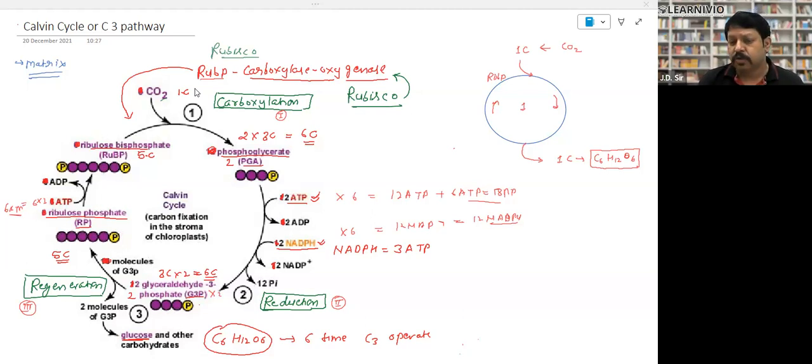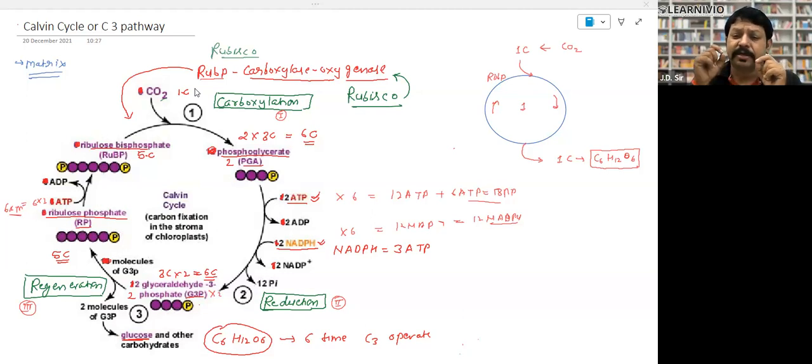The second part is called dark reaction. Dark reaction takes place in the dark as well as in the light, right? It does not require light. That's why we call it dark reaction. It doesn't mean that it does not take place in the presence of light or that it takes place in the absence of light only. It's not like that. But it does not require light, and it takes place at both times, whether light is present or not, because light is not at all required for this.